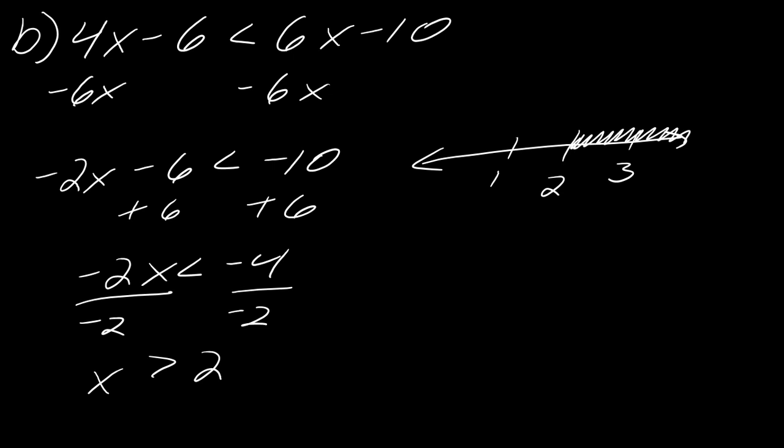And so 2 is not included in this one, so I'll use either a round bracket or an open dot, whichever one you prefer. These are just the 2 different symbols you can use for number lines. You don't put both of them on there, you choose one. And then we're going to start at 2 and go to positive infinity, so there's our interval notation.